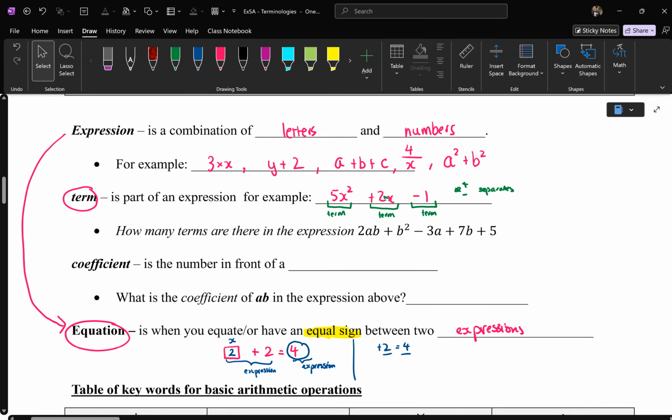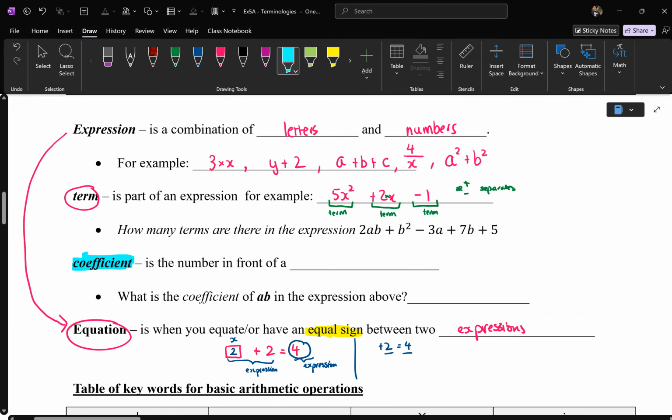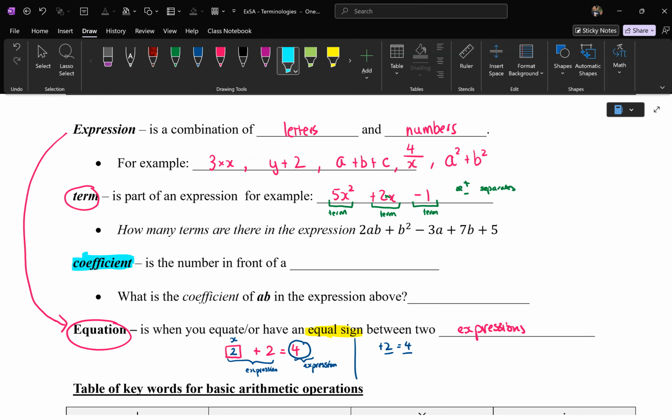Now, your final one is a coefficient. Coefficient is a fancy term, and the way that I explain it is it's the number in front of a letter. Usually coefficient implies that it's whatever you're multiplying to the variable that you have. So when we say, what is the coefficient of ab in the expression above?